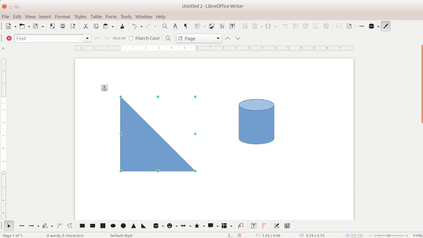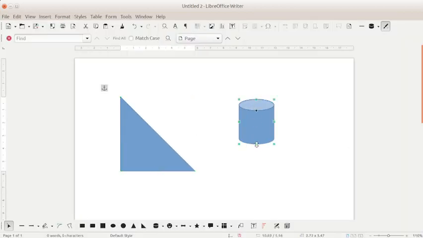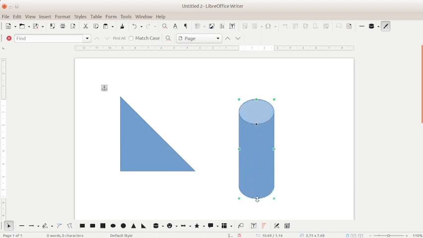A similar example would be the volume of a cylinder. I know my equation for volume equals pi r squared h. So if, for whatever reason, I decided to change the height of my cylinder, my volume would change as well at the same time. So here I've got a cylinder. If I change that height, the volume of my cylinder changes. Height gets bigger, volume gets bigger, height gets smaller, volume gets smaller. And so that rate of change of height maintains that volume relationship and also changes the volume of the cylinder.